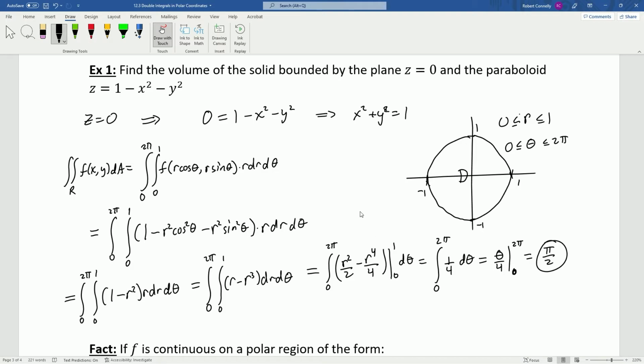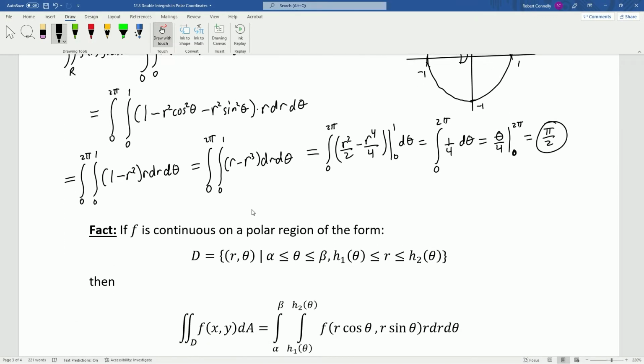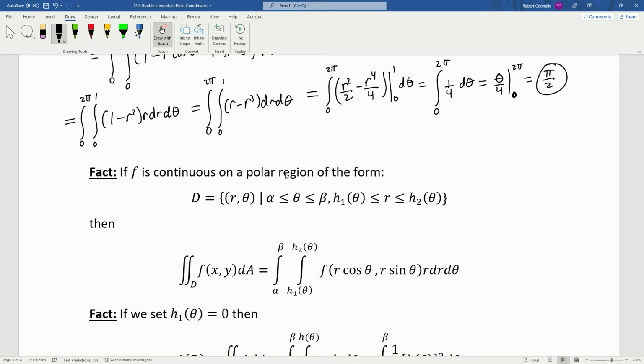So let's go ahead and move on to a little fact here. If f is continuous on a polar region of the form D equals the set of points r, theta, where theta is between alpha and beta, and r is between h1 of theta and h2 of theta, then the double integral of f over D with respect to A is the integral from alpha to beta of the integral from h1 to h2 of f of r cosine of theta, r sine of theta, r dr d theta. So nothing crazy here.